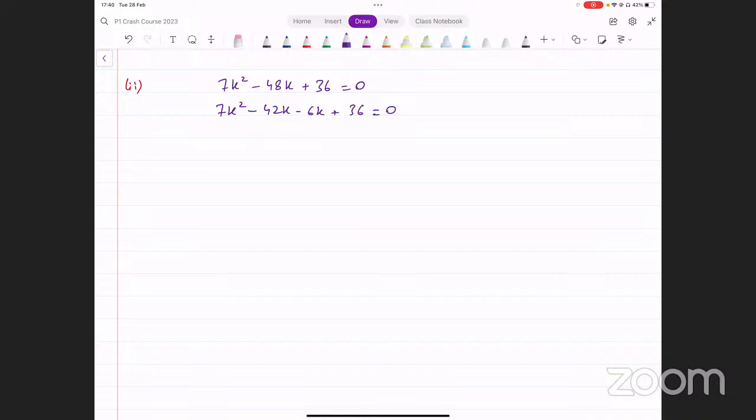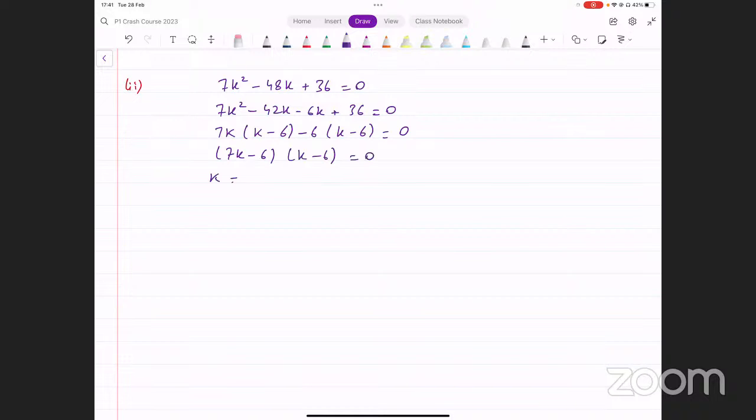Alternatively, you could just input values in the quadratic formula and that will give you the same thing as well. That will give you the values of K. If we take 7K common here, that leaves us with K minus 6 in the brackets. We could take minus 6 common here, and that leaves us with K minus 6 in the brackets as well. We get one factor, which is 7K minus 6, and the other, which is K minus 6.